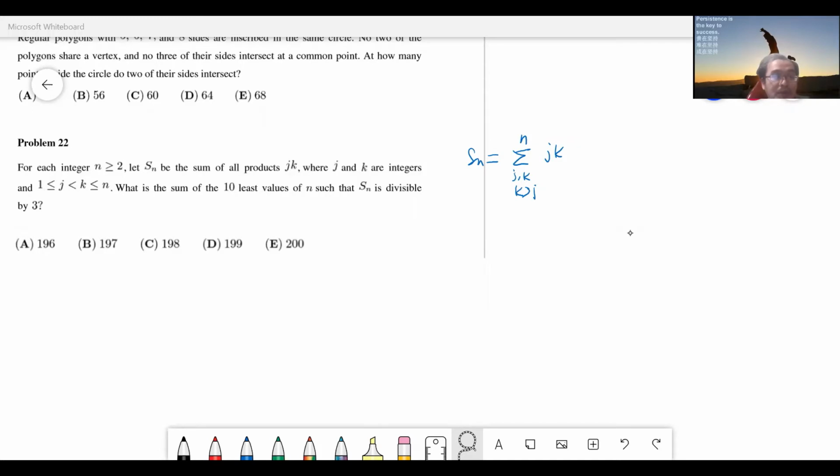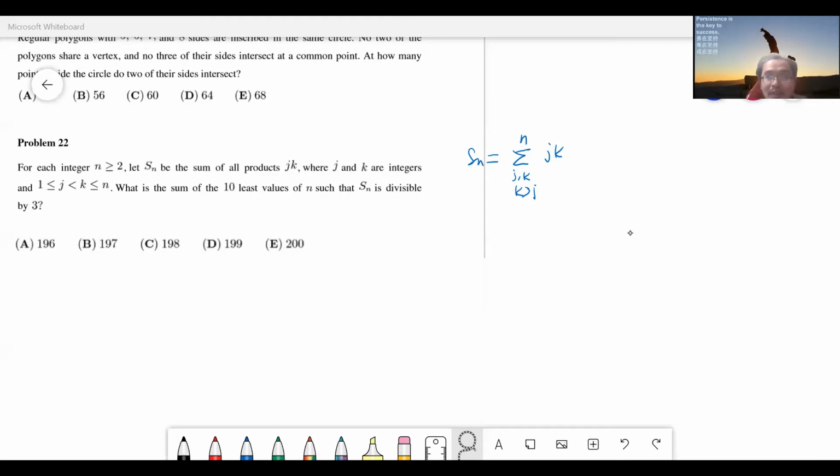Question number 22. For each integer n greater than or equal to 2, let Sn be the sum of all products jk, where j and k are integers and 1 is less than or equal to j, less than k, less than or equal to n. What is the sum of the 10 least values of n such that Sn is divisible by 3?